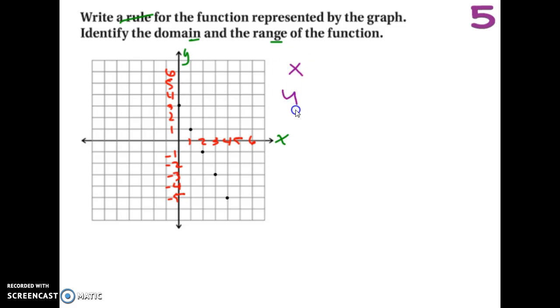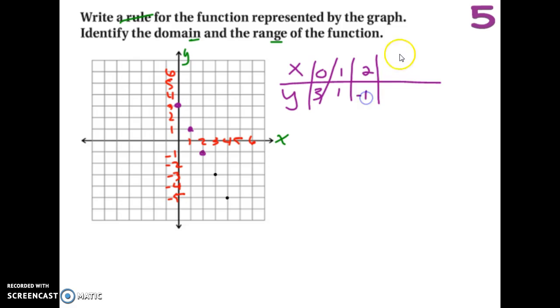So if I convert this into a table so I can make an equation eventually, this first point up here, x is really at a 0, y is at 3. Our next point, x is 1 and y is 1. Third point, we have x is 2, y is at -1. Our next point, x is at 3, y is at -3. And then our last point, x is 4, y is at -5.